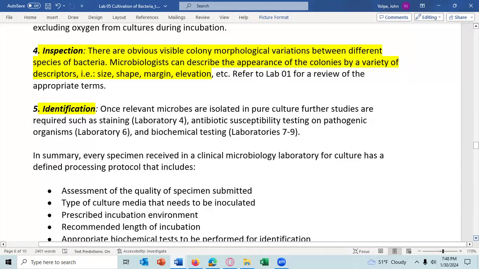You then do identification, and that is run specific microbiological tests to try and identify the species of bacteria. Once you begin the unknown project, you'll understand this procedure for identifying the species in much better detail. Any question about any of that?